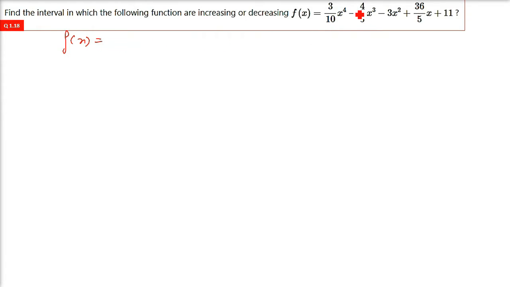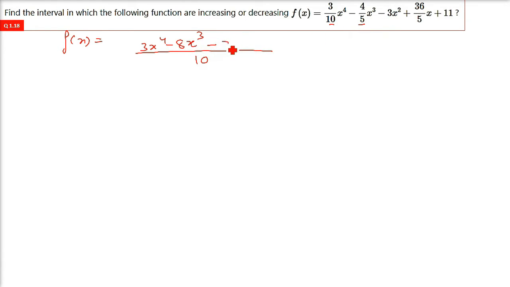We are going to take the LCM. So we have 5, 5, 10, and you take the LCM. What will be the LCM? If you take the LCM, it will be 10. So when you have this LCM, 10 divided by 10 is 1, so you multiply 1 with 3x to the power 4. 5 divides 10 by 2, so you multiply 2 with 4x cube. So it will be minus 8x.